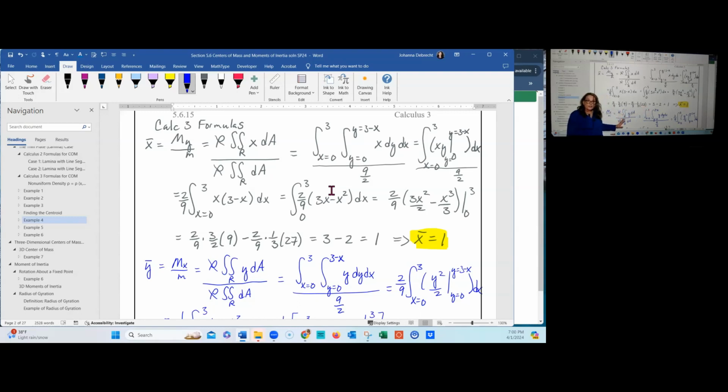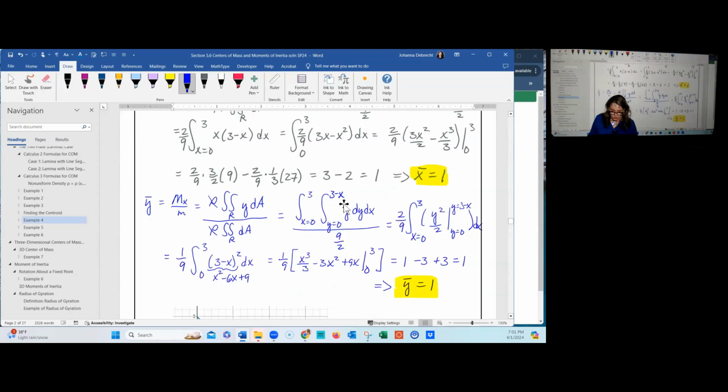For the calculus 3 formulas, the moment in the x direction is very similar to the moment in the y direction, but instead of with x, it's going to have y in the integrand. And this time, of course, we integrate with respect to y first to get y squared over 2. Again, the area of the region is 9/2, so we multiply by the reciprocal 2/9.